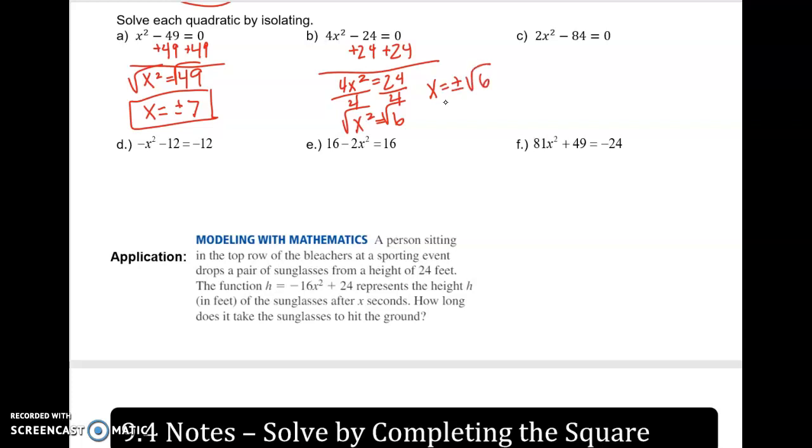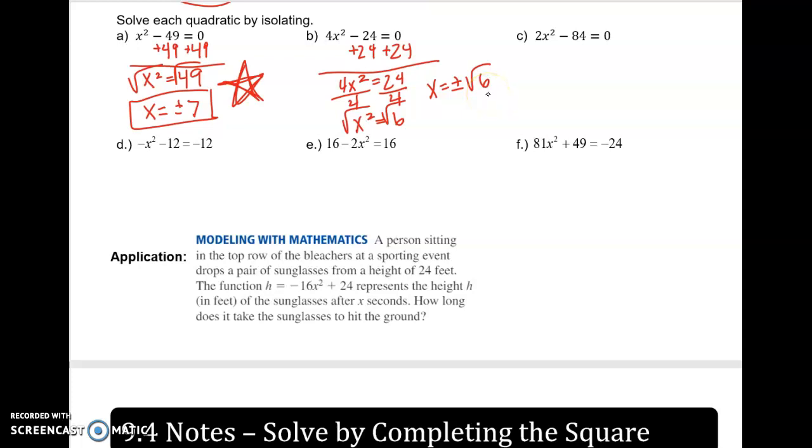Now you will notice that's not a perfect answer. The previous answer was a whole number, which really means you could have factored, but solving by isolating will still get you the right answer. This one, B, you could not have factored. It is not factorable because you don't end with a whole number right here.